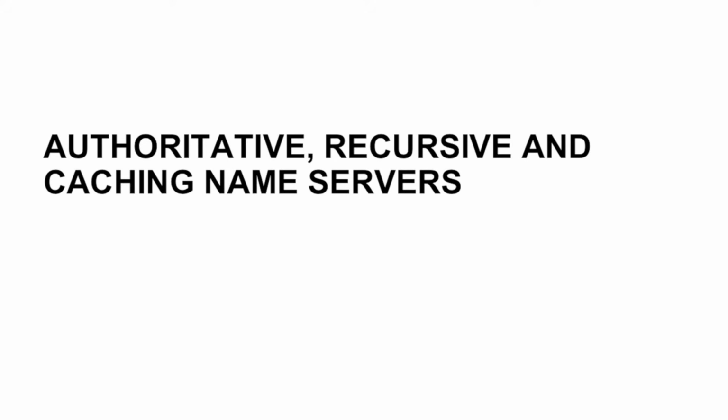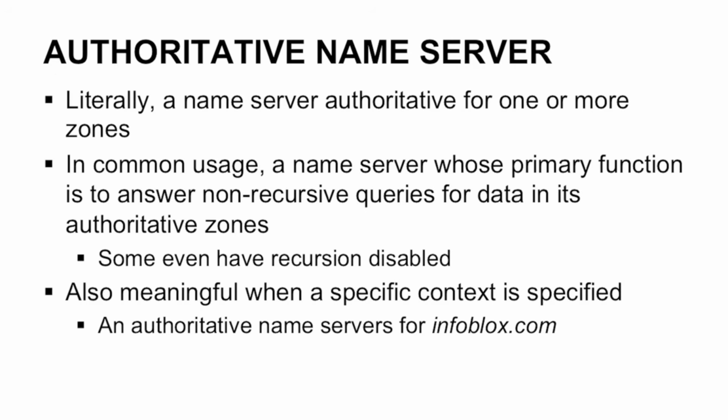Now it's time to talk about the various types of name servers. We've already seen examples of name servers in action, and we've introduced concepts including authority, recursion, and caching. Those three concepts give us the names of these first three types of name servers. First is an authoritative name server. As the term suggests, this is a name server that's authoritative for one or more zones. Unfortunately, that doesn't narrow the field much.